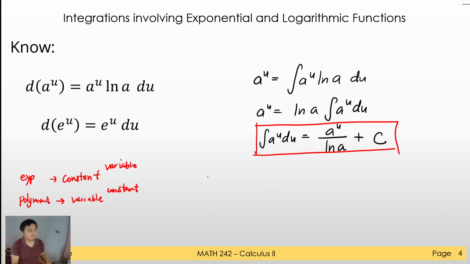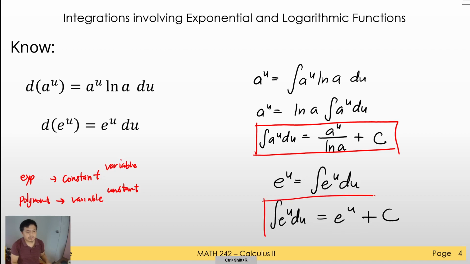For e raised to u, we integrate both sides. Basically, if we integrate, this will cancel out. So we have e raised to u is equal to the integral of e raised to u du. Therefore, upon evaluation of this, we have to add an arbitrary constant c. It is that simple, comparing this to differentiation.